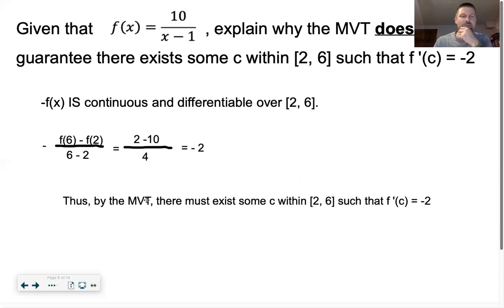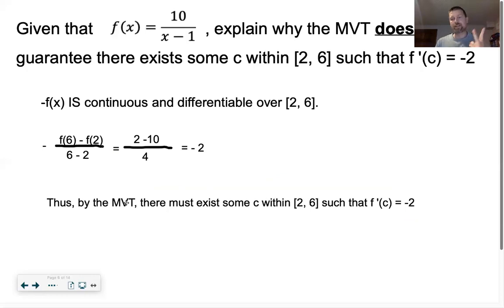Justifying mean value theorem questions can get long, but the big things you've got to look for: notice that it's continuous and differentiable, find that average rate of change, f of b minus f of a all over b minus a, and then you can make your conclusion.